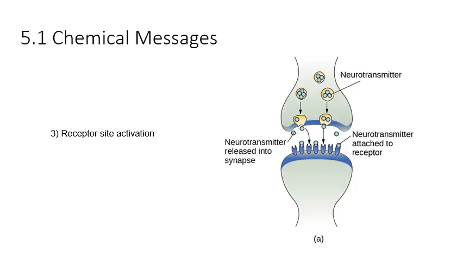Okay, and this is just another image of the activation of receptor sites. The neurotransmitter is released into the synaptic cleft. It binds to the receptor. It's kind of like a key in a keyhole. The neurotransmitter doesn't actually go into this postsynaptic cell. It just binds to this receptor, which creates a response.